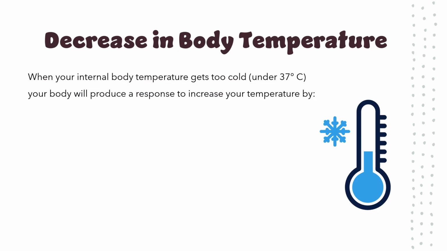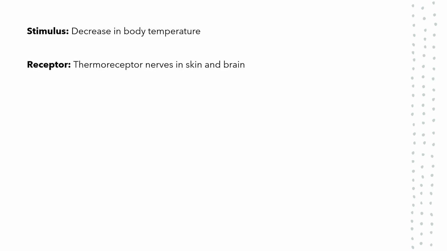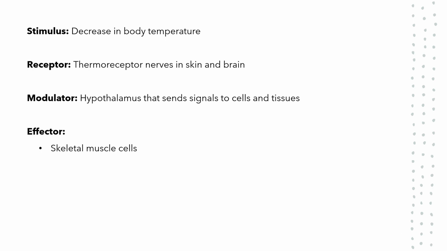So let's have a look at what happens now if there is a decrease in body temperature. So your internal body temperature gets too cold, it's under 37 degrees Celsius. Your body is going to produce a response to increase your temperature then. And it's going to do this by decreasing heat lost to the environment or increasing the amount of heat produced by your body. So again, we're going to use a stimulus response model. So your stimulus is the decrease in body temperature. The thermoreceptors in your nerves, in skin and brain pick this up, send a message to the modulator, which is your hypothalamus, which sends on a signal to cells and tissues.